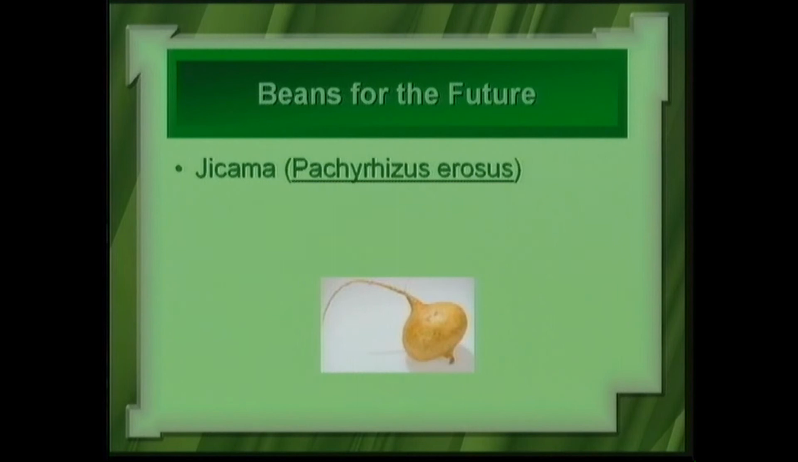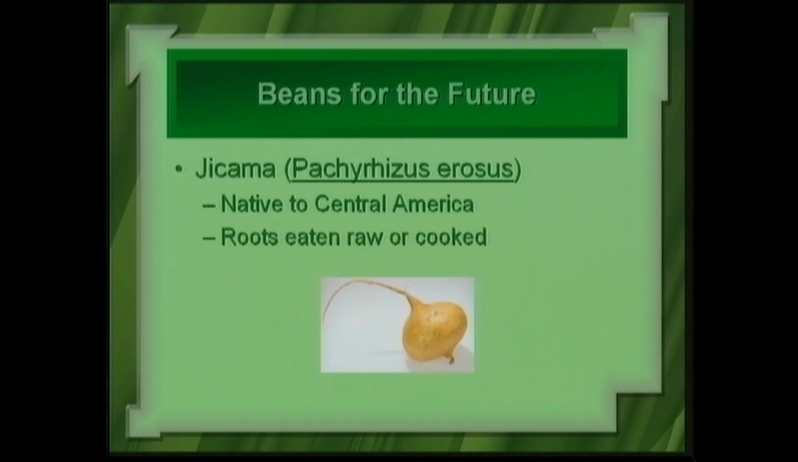Then we get to the jicama. Pachyrhizus erosus, called the jicama. This is native to Central America. It's supposed to have a little bit of a sweet taste, so people eat it there, and they also eat it in Asia as well. You can eat the roots either raw, like in a salad, or you can cook it, boil it, or braise it, and so on.